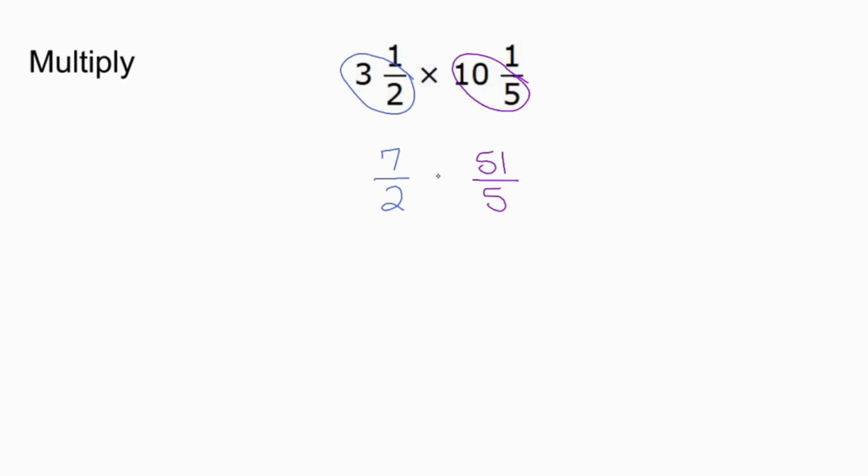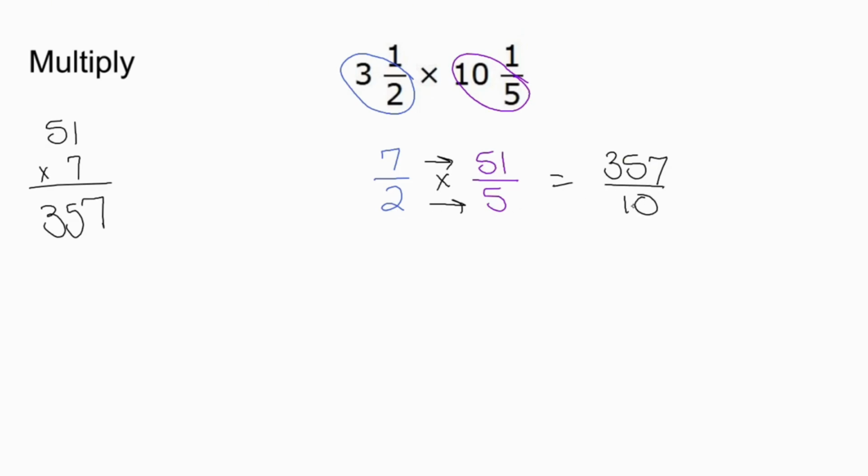Now, when I multiply fractions, you multiply straight across the numerator and straight across the denominator. I don't know what 7 times 51 is, so I'm going to go off to the side and do 51 times 7. The old-fashioned way, 7 times 1 is 7. 7 times 5 is 35. So 7 times 51 is 357. 2 times 5 is 10.